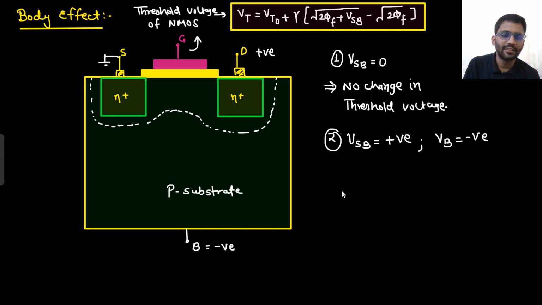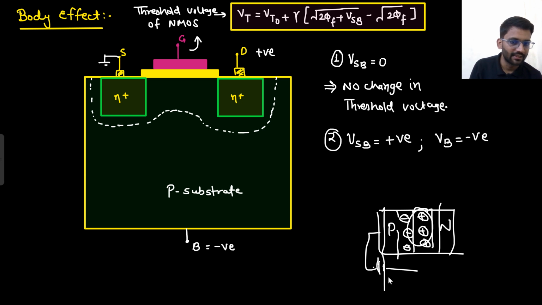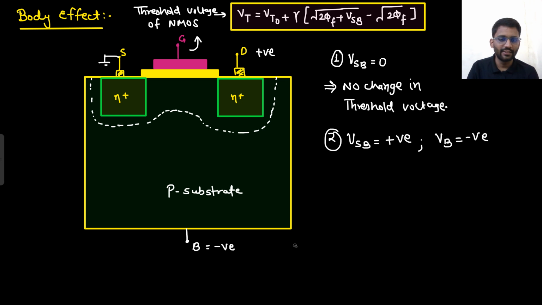Why this much was the depletion region? Sir, there is no supply. Why is there a depletion region? In a PN junction, even if there is no supply, there is a depletion region, right? Even if there is no supply, the depletion region is always present. If there is positive supply, the depletion region will be reduced. If there is negative supply, the depletion region will increase. So even if there is no VSB, there is still this depletion region.